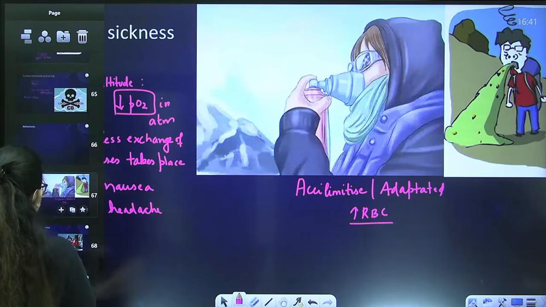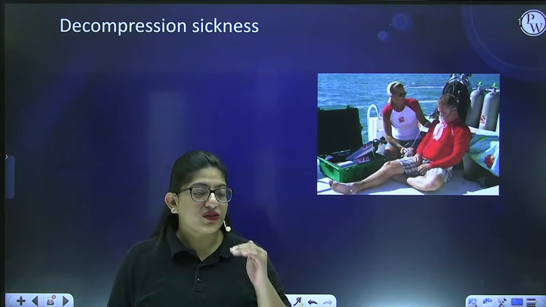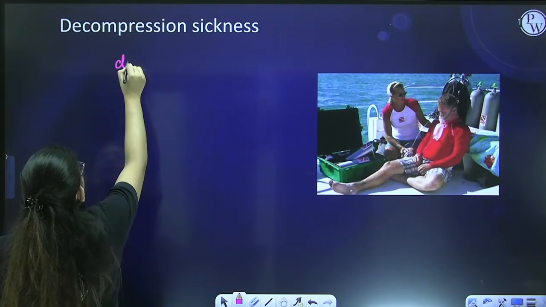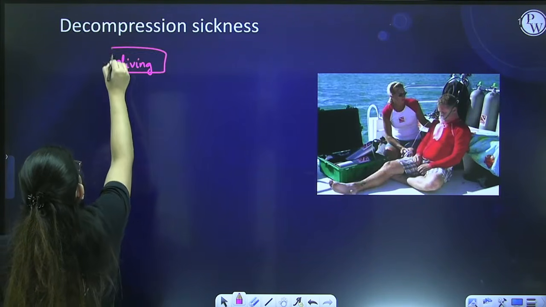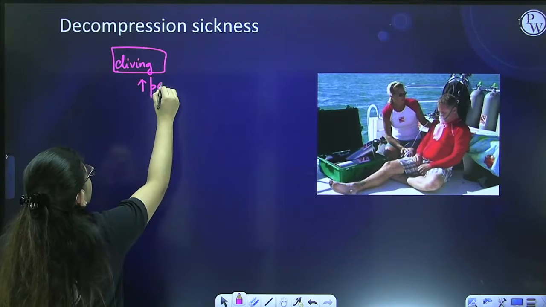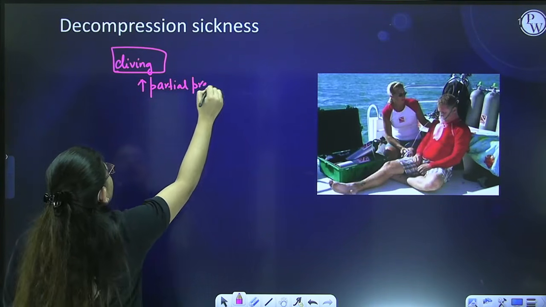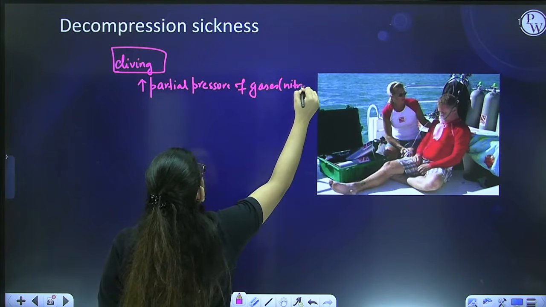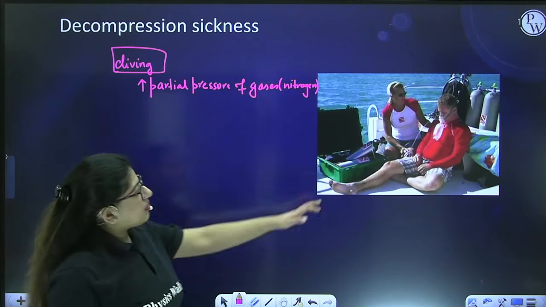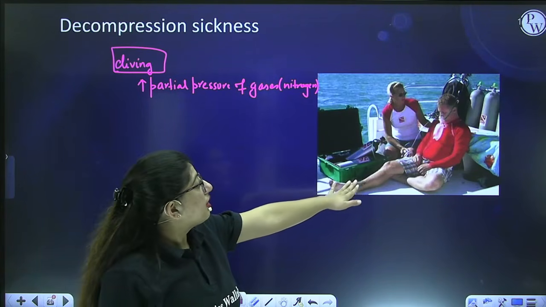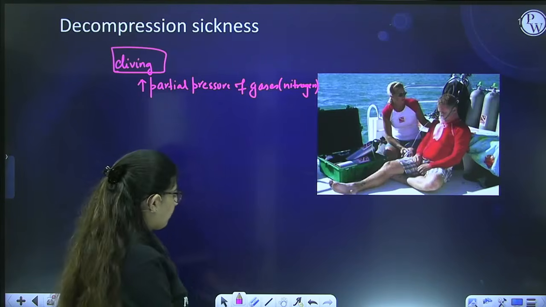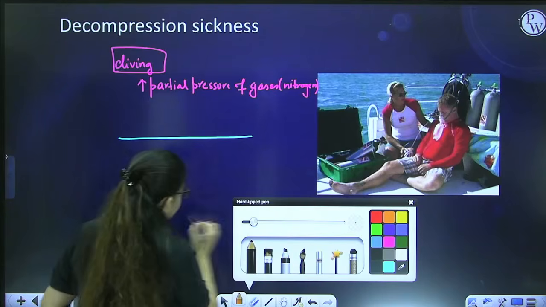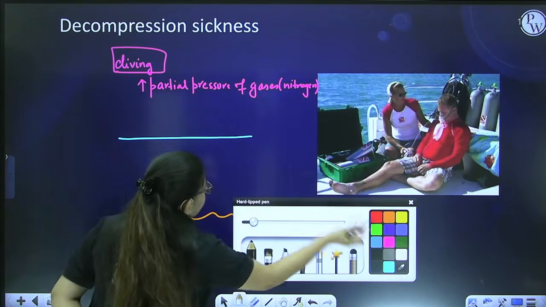Let's talk about decompression sickness. So mountain sickness was when you go to high altitude. Now when you go to low altitude, or you go in for diving, there is increase in partial pressure of gases. And the gas I'm talking about here is nitrogen. So a person has undergone diving and now he's feeling decompression sickness. So what happened? For example, this is the surface of water and this is a seabed. Okay, now the diver goes down.